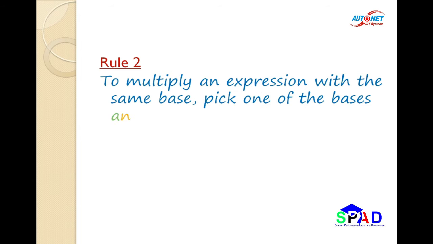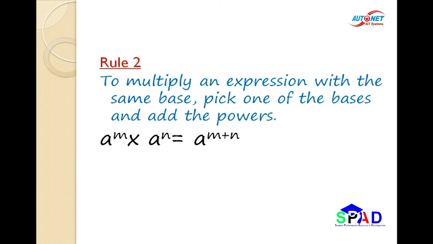Rule number 2: to multiply an expression with the same base, pick one of the bases and add the powers. Now, a to the power m times a to the power n is equal to a to the power m plus n. For example, 2 squared times 2 to the power 3 is the same as 2 raised to the power 2 plus 3, and that is simply 2 to the power 5.